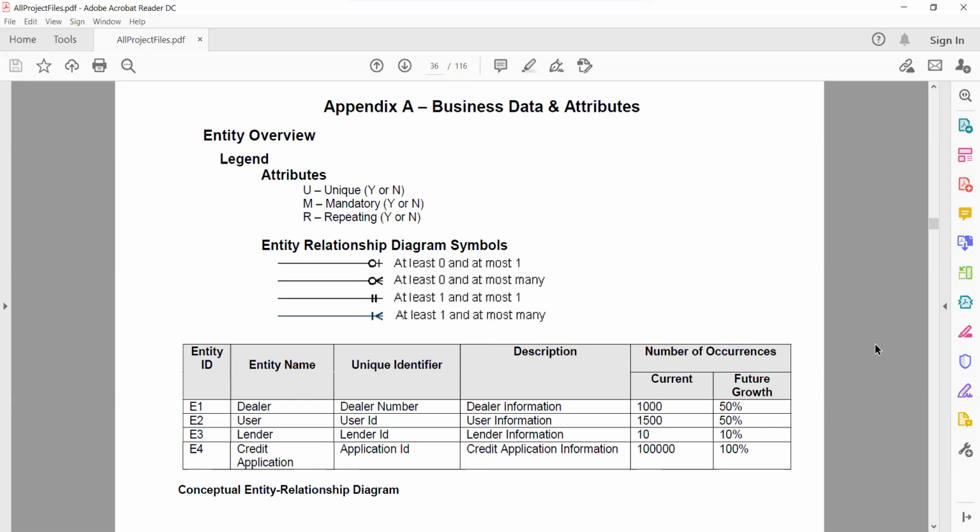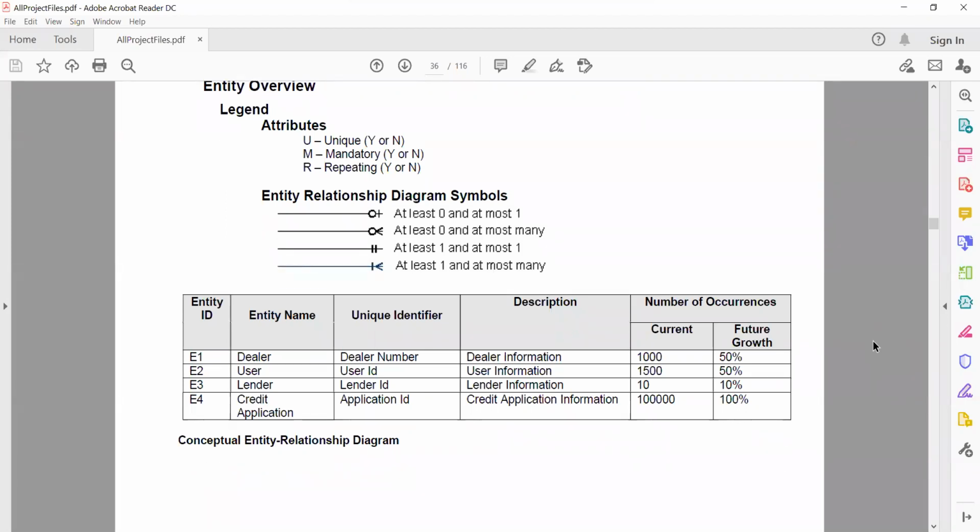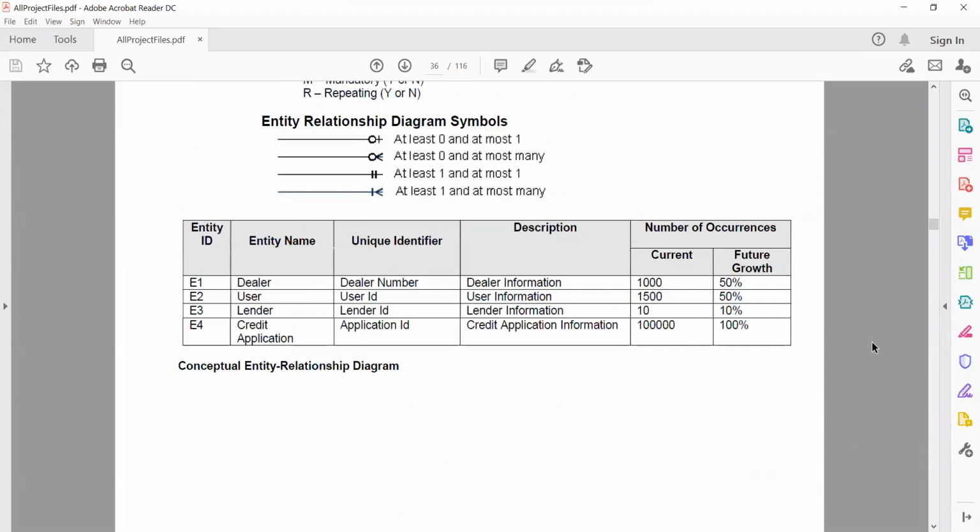So at a high level, when you try to model the business data, you get into something known as entities. Entities are nothing but a logical grouping of where the associated information is. So when you look at this example, my entities are dealer, user, lender, and credit application.